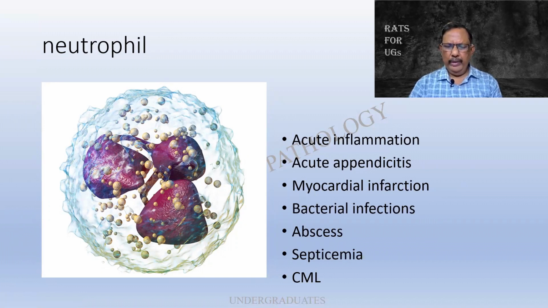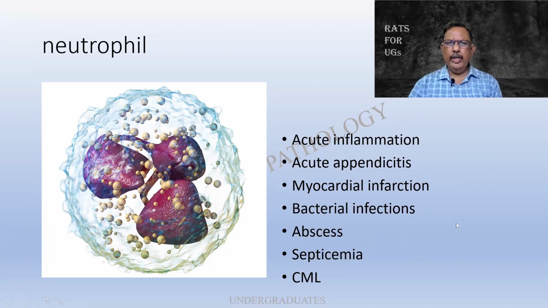Hence the name neutrophil. They are found in conditions such as acute inflammation, because this is the first line of defense. Whenever there is an inflammation or an infection, these cells will come first. They have a very short lifespan, 1 to 2 days, and after which the next level of cells will be taking over. So acute inflammation, such as acute appendicitis, myocardial infarction, any bacterial infection with abscess formation or septicemia.